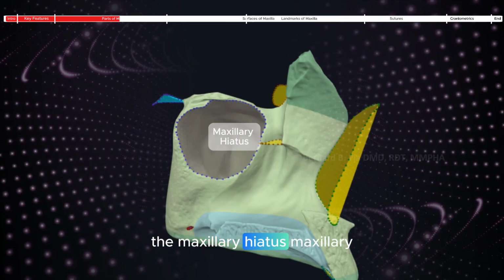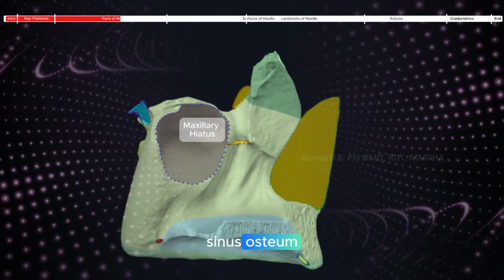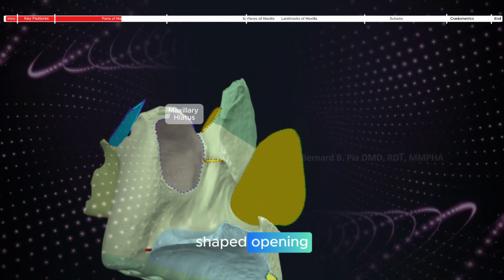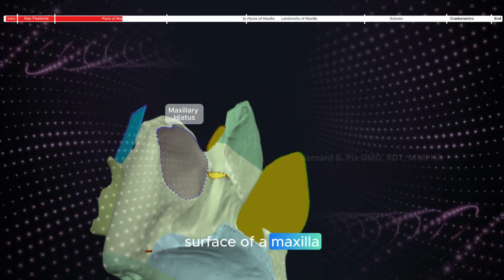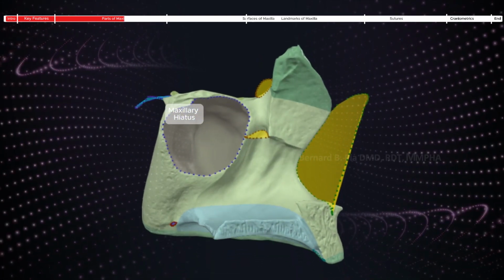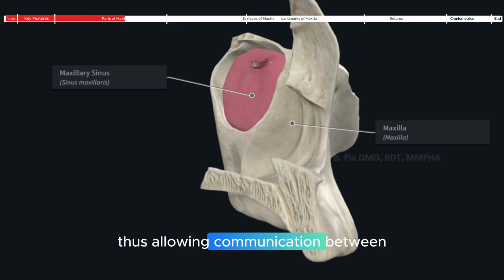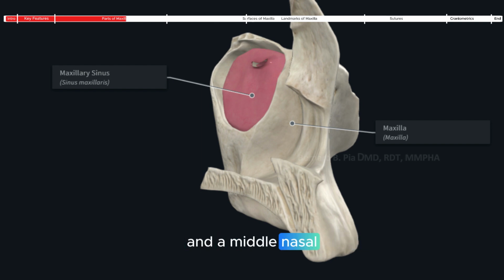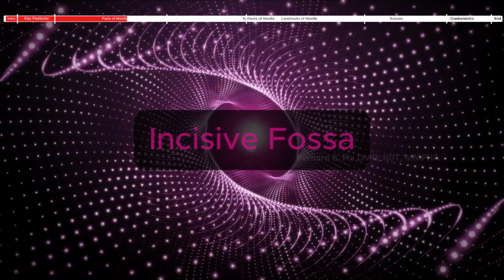The maxillary hiatus, maxillary sinus ostium, is a large, irregularly shaped opening found along the nasal surface of a maxilla. The maxillary hiatus forms the opening for the maxillary sinus, thus allowing communication between the sinus and a middle nasal meatus.